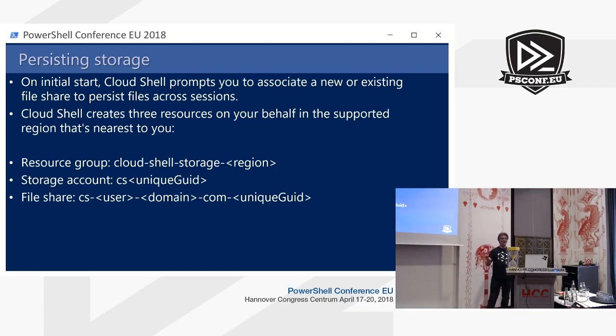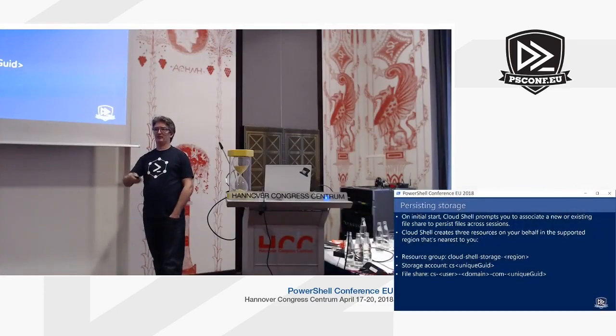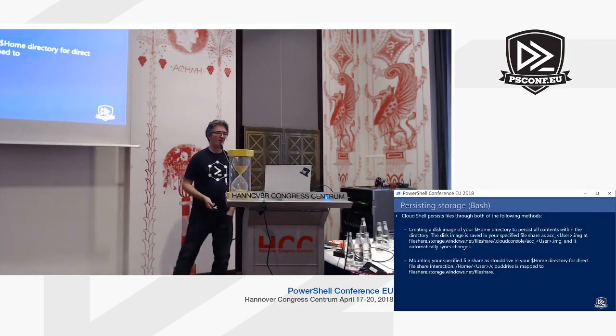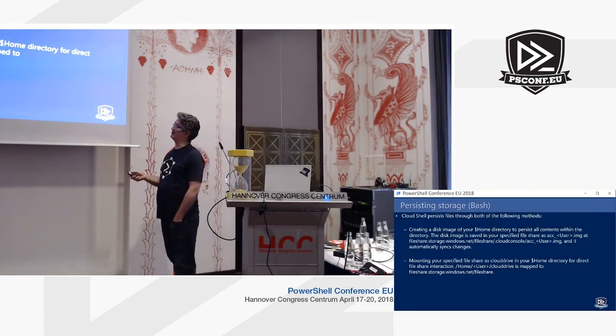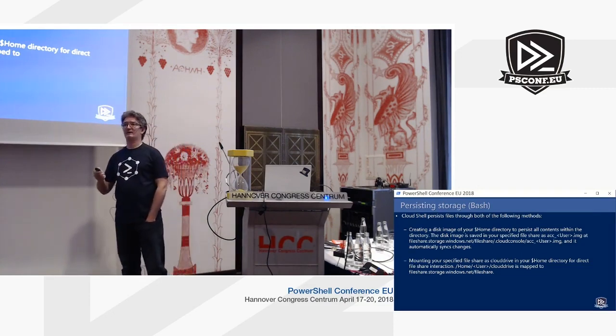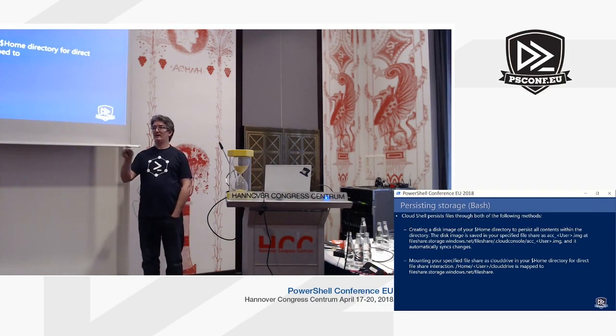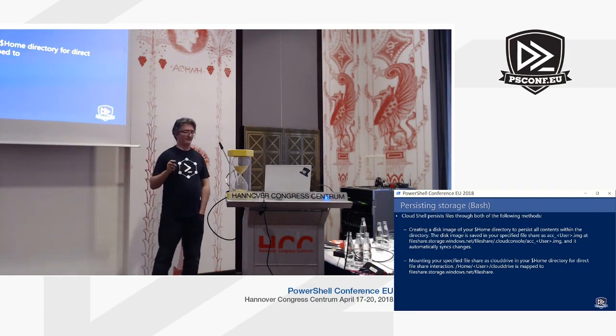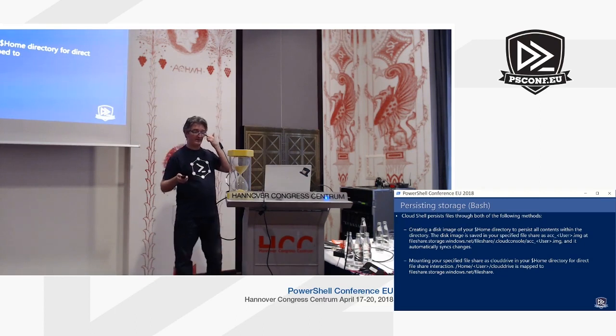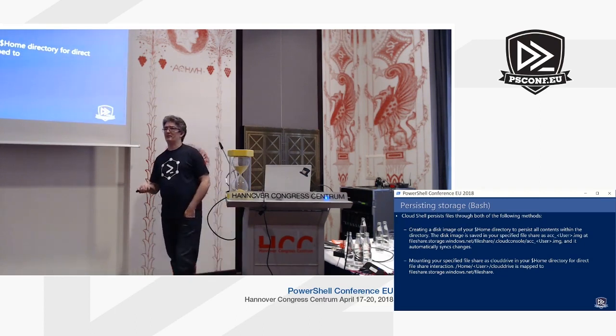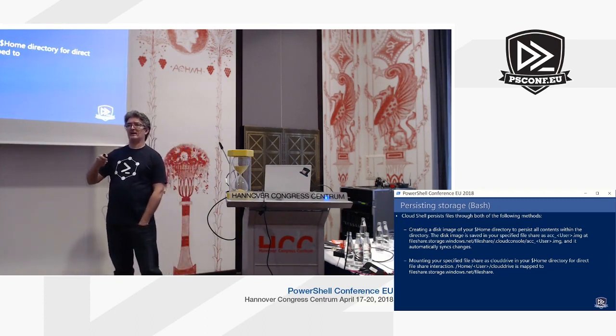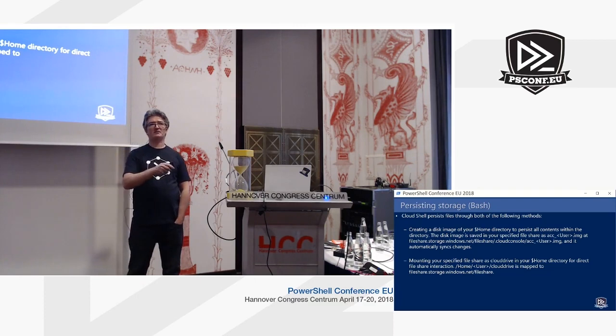If you want your own, then you use advanced settings, and I think that's better because you have full control of all those things. With persisting storage, you can save files there, and when you connect again, you will get access to all your files. In Bash, they have two approaches. They create a disk image that is mapped to your home, and that image has a name, ACC_user image. Do you know why it is ACC? Because Azure Cloud Shell is ACS.